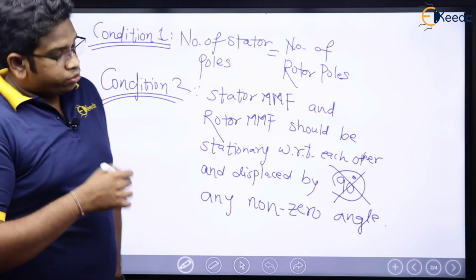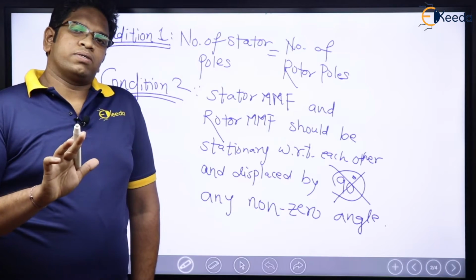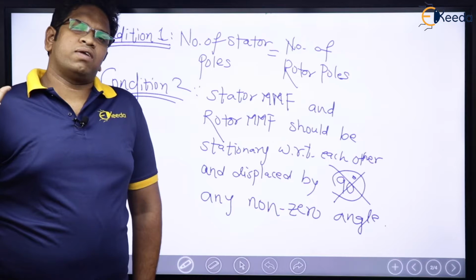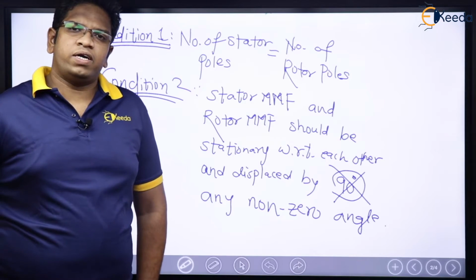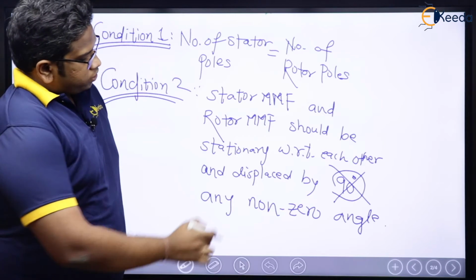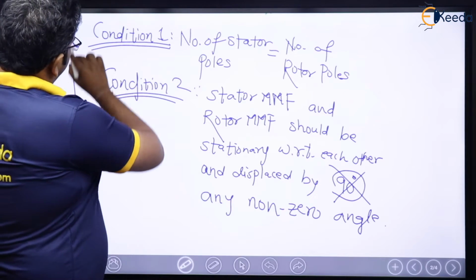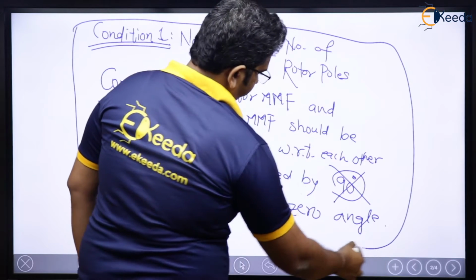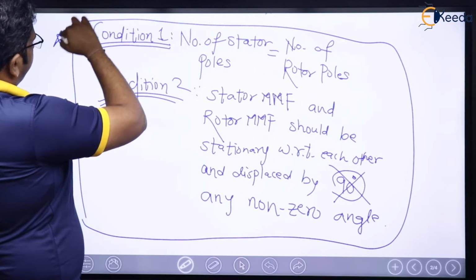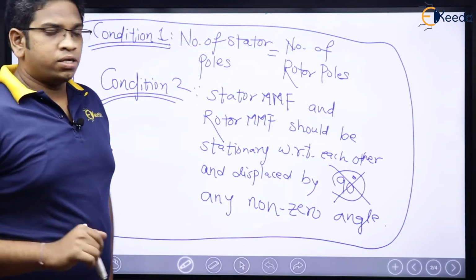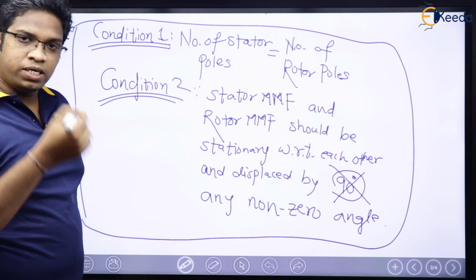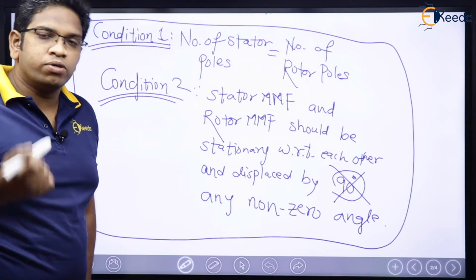The only thing is, the angle should not be 0. The angle has to be non-zero. Any angle will do: 1 degree, 2 degree, 5 degree, 10 degree, 180 degree, any angle will do. Just it should not be 0. Right? Please note this down. This is very important. These are the two conditions which are to be satisfied in order to have a continuous torque.